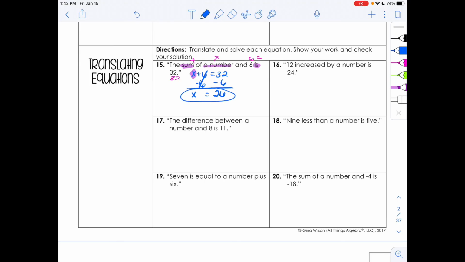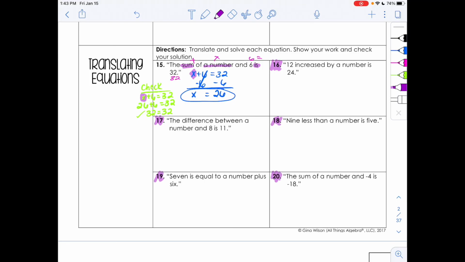But then we want to check it. So when we check it, we're going to take our original equation we wrote, x plus 6 equals 32, and we're going to replace that variable with the value we just found. So we're going to replace it with 26. So 26 plus 6 equals 32. 26 plus 6 is 32, equals 32, which is a correct statement. So I know my answer of x equals 26 is correct. Go ahead and highlight 16 through 20.